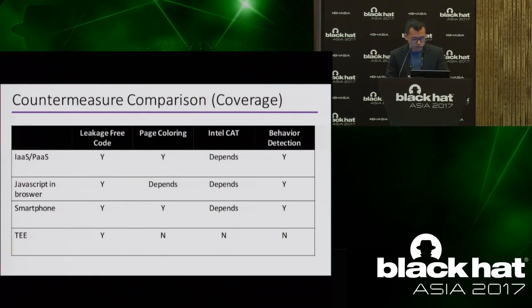And one thing for the trusted execution environment: page coloring and Intel CAT both will not work in the trusted execution environment because they rely on the operating system to provide security, and the trusted execution environment doesn't trust the operating system. So it cannot protect the trusted execution environment. In the case of behavior detection, it can be applied to the first 3 scenarios, but it won't apply to the trusted execution environment either because, again, it relies on trust assumptions on the operating system and hypervisor.